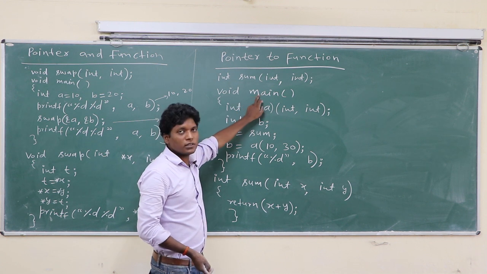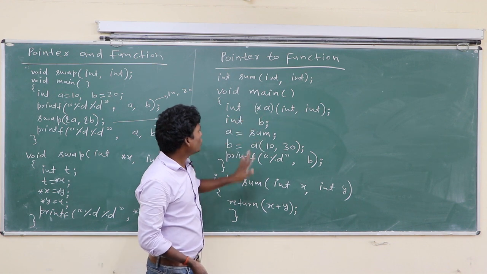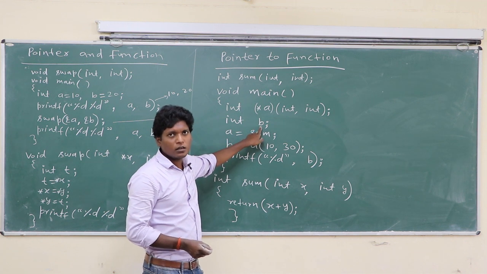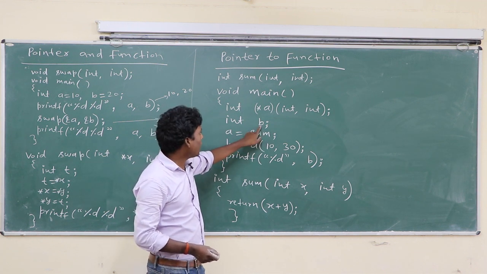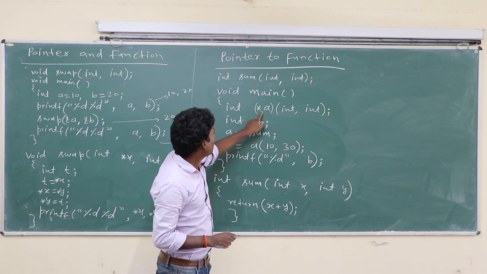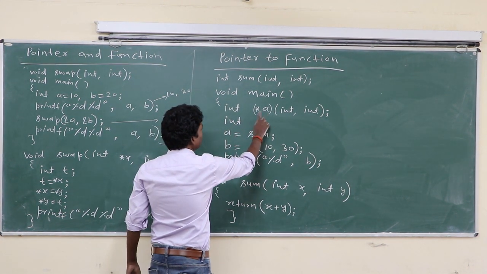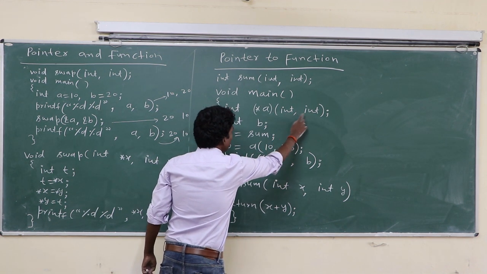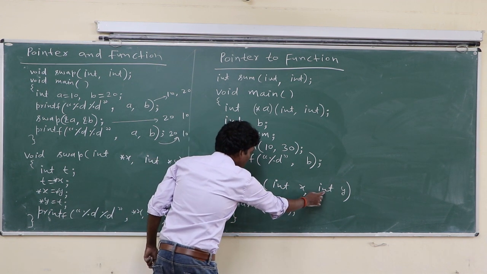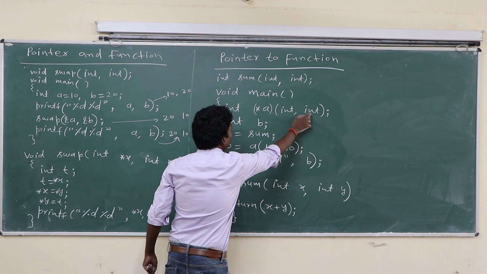Class, program execution starts from here, void main. Here there are two variables, a and b. b is a normal integer variable, a is a pointer to function. Class, pointer to function is declared like this. Here a is a pointer to function, and here is int comma int, because this function also has int comma int. If it has float comma int, then here we write float comma int.